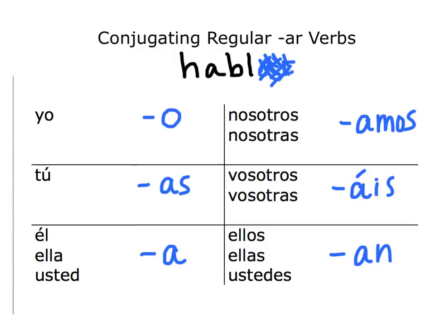So now we have to stick things together, just like we did in English, although we have more endings to deal with here. So to say I speak, or I talk, yo hablo. Yo hablo. Tú, and then we add this, as, to make one word, hablas.